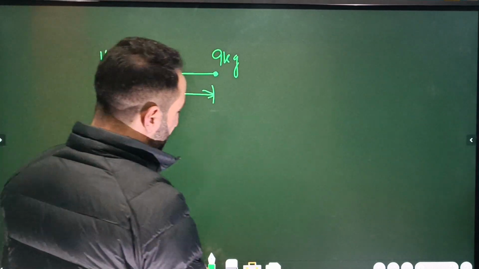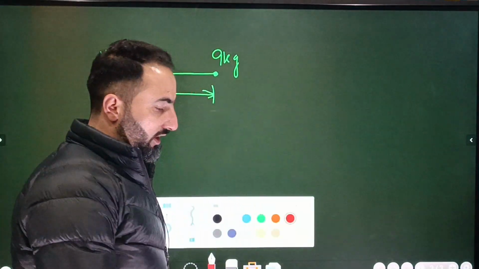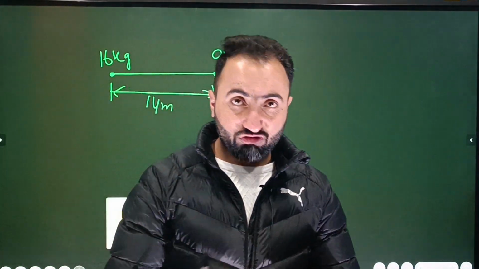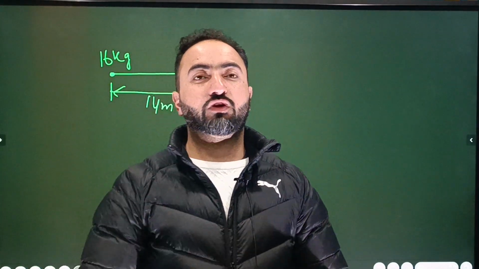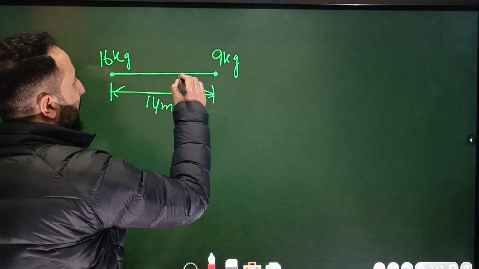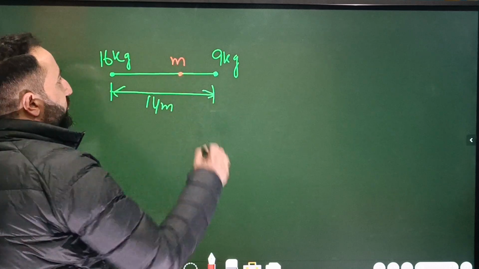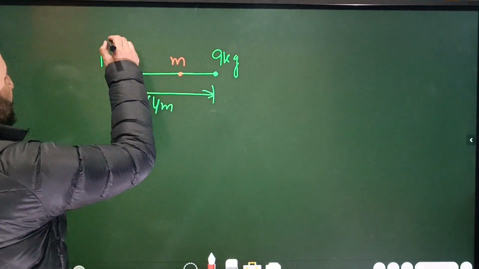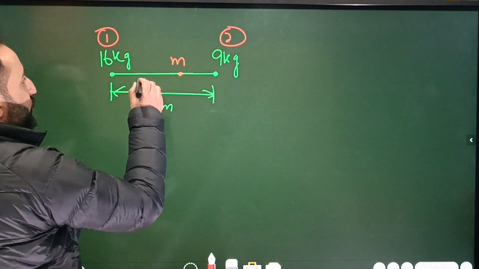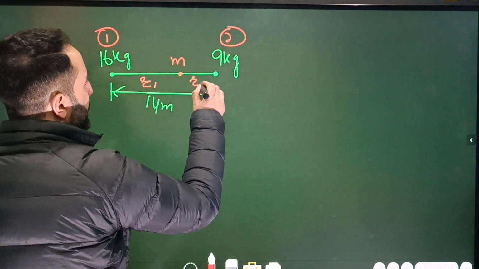So what do you have to do? You have to locate the point of equilibrium. Point of equilibrium means the point where the gravitational field is equal to zero, or the point where the gravitational force on a particle is equal to zero. So that is somewhere here. This is small m. Let's say this is particle number 1, this is particle number 2. So this is r1 and this is r2.